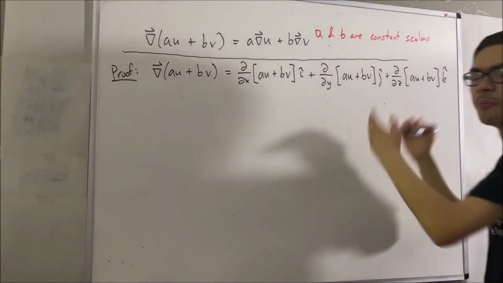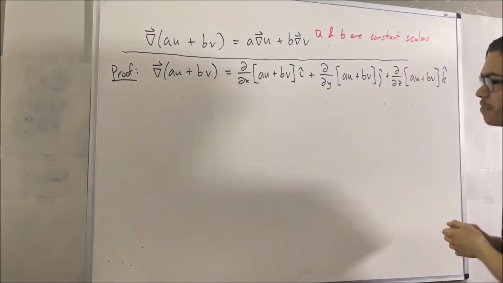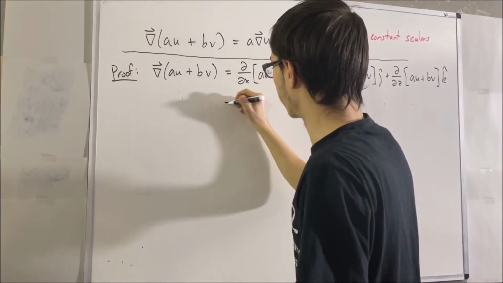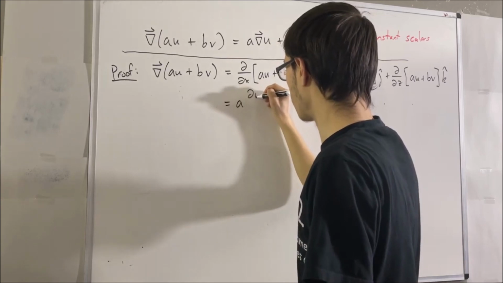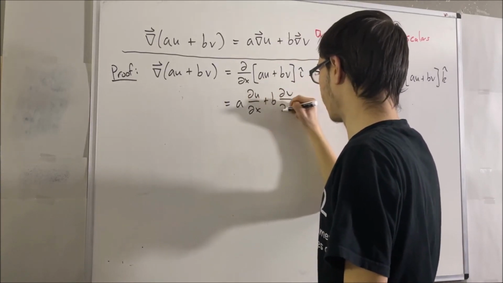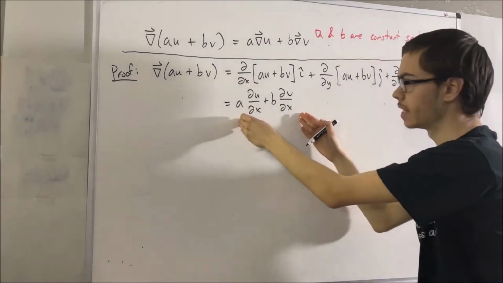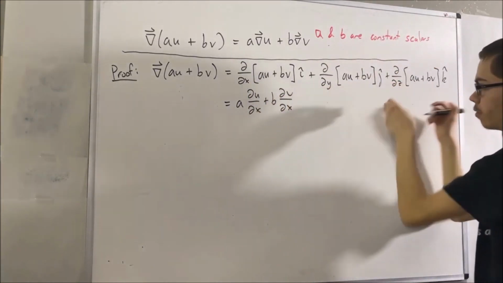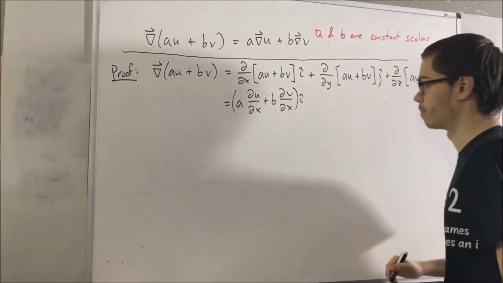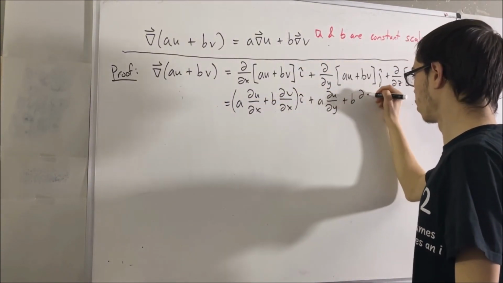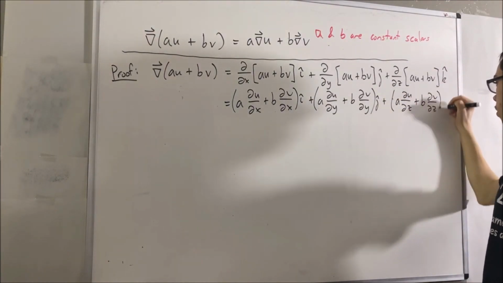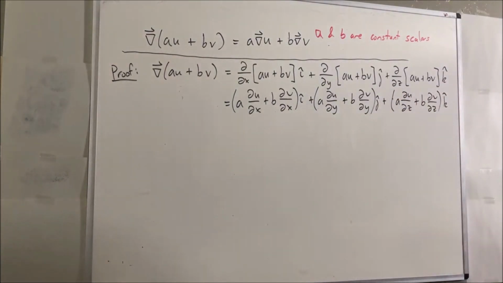Now at this point, it's just basic derivatives. I like saying that, right? But basically, for the first one, if you really think about it, it's just going to be a times partial u with respect to x plus b times partial v with respect to x, right? That's really all this is going to be. And we can apply that same idea for the other ones. Oh, and by the way, of course, we should just keep that as the i component. And so that's really what we get.